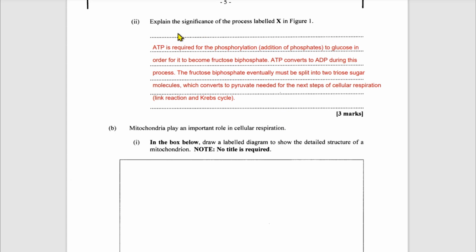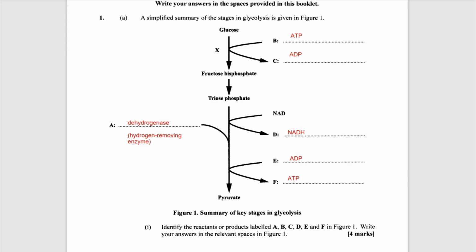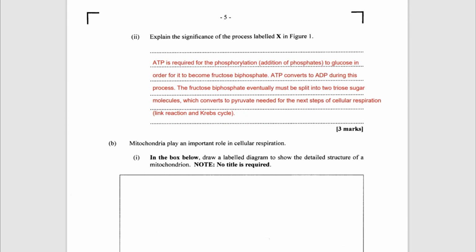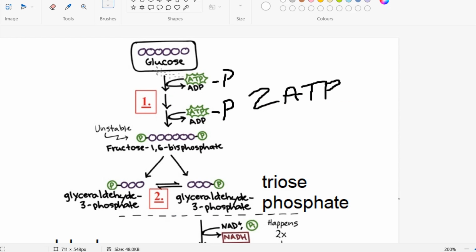Okay, so the question here now: explain the significance of the process labeled X in figure 1. And if we look up here, this process X is the conversion of glucose into fructose biphosphate, which is basically the addition of 2 phosphate groups to it. And if you look back at this diagram here, you'll see that glucose gets converted into this, and the only real difference is that it has 2 phosphate groups attached to it, and those come from the ATPs here.